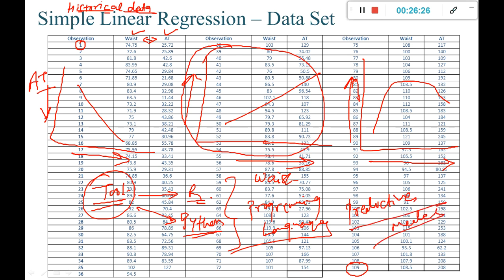Now, what do you mean by a predictive model? The meaning of a predictive model is nothing but, this is my historical data, right? I am going to use this data, and if there is a relationship available, on the basis of this relationship from this data, I am going to give new waist circumferences, new values of waist, to predict my AT area.